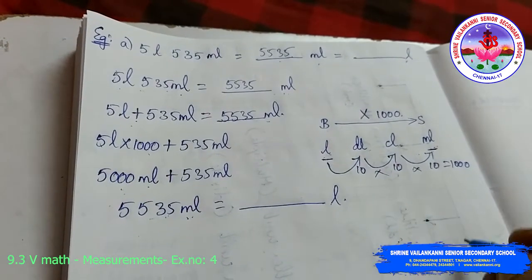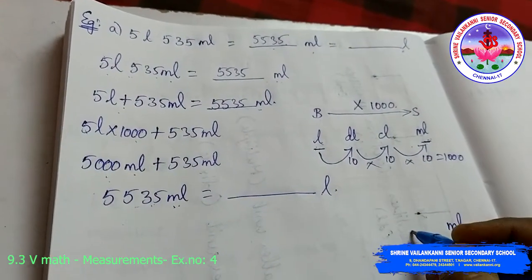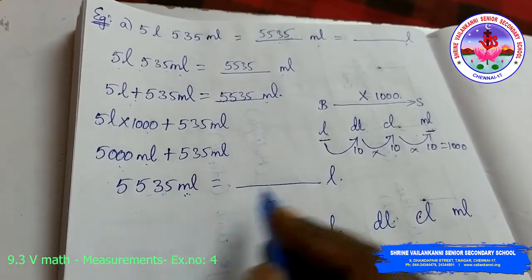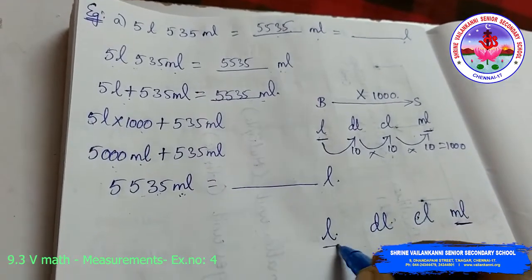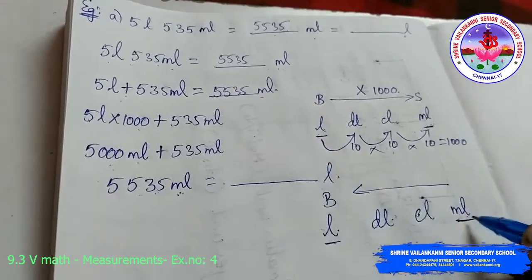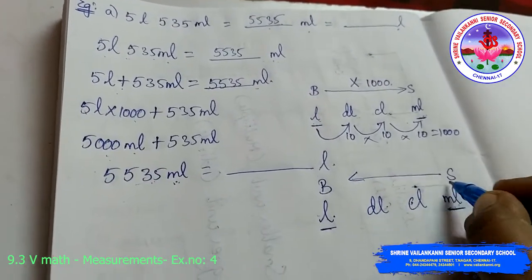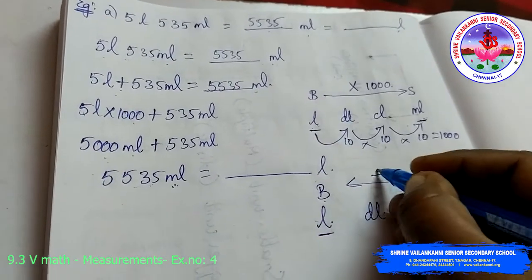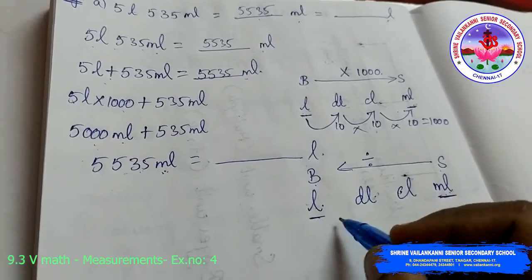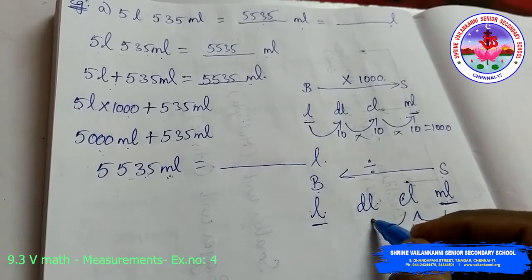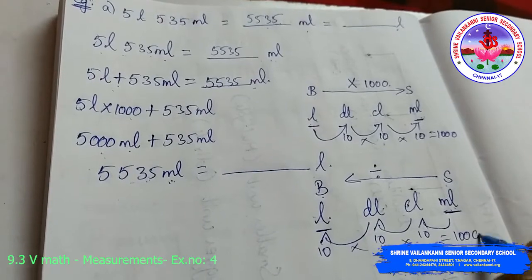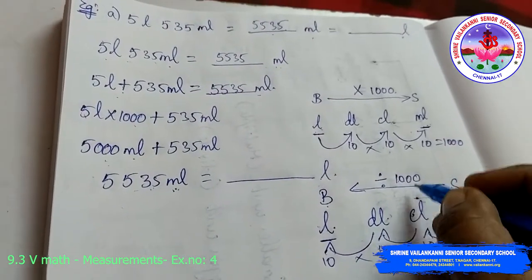Again I am going to write the units: milliliter, centiliter, deciliter, liter. Now from milliliter to liter. Comparing these two units, liter is bigger, milliliter is smaller. So we convert from a smaller to a bigger unit, which means we have to do division. Division with what value? 10, 10, 10, so together 1000. So we are going to divide by 1000.